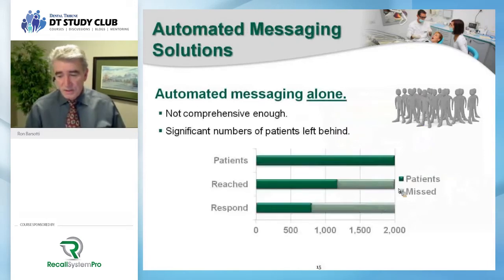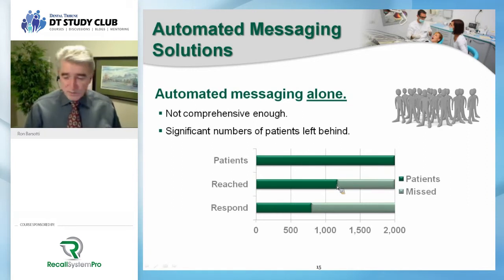First of all, they're not comprehensive enough, and there's significant numbers of patients that are simply not reached or do not respond to automated messaging systems, which results in large numbers of patients being left behind. We can illustrate that with the following chart. Here we're looking at a practice that has approximately 2,000 patients. And what we know is that the average number of patients that practices have emails and texts for and permission to use them is about 60% of patients.